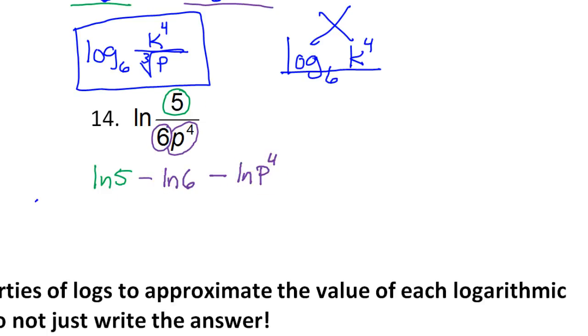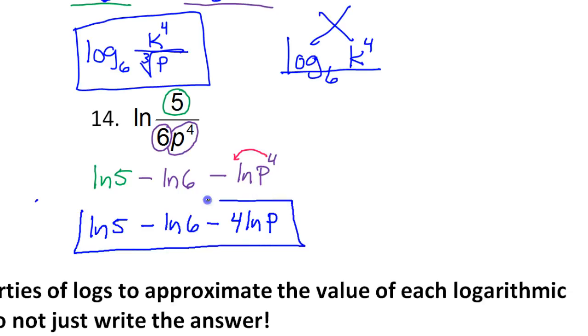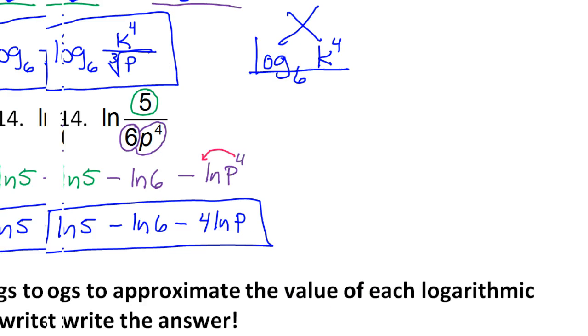That's the quickest way to do this. And then if you have any exponents, like this 4, just put that as a coefficient, and you're done. So that's why the final answer will be natural log 5 minus natural log 6 minus 4 natural log p. Alright, so that's number 14.